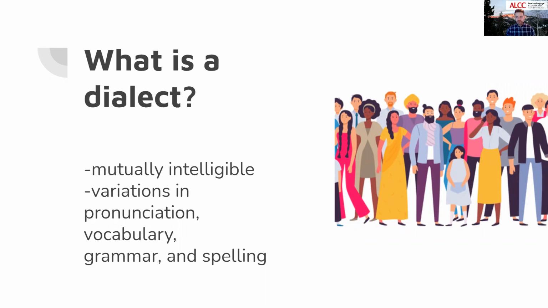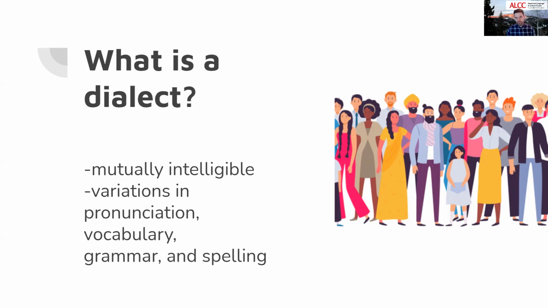So a dialect is usually defined as a form of the language that is mutually intelligible by other forms of that same language, but there are significant variations in pronunciation, vocabulary, grammar, or spelling. Now, how significant that is really depends. And how much something is a dialect, again, depends on how significant we want to look at these differences. Some of them we may consider very part of the same dialect, but if we dig in more, we may separate them more.